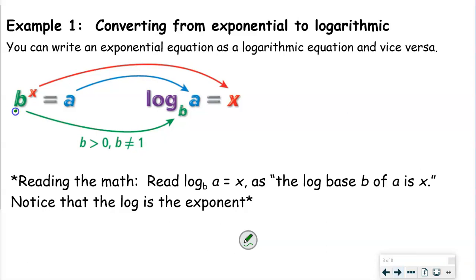So notice here, this is our base b, and that becomes our base over here. And then whatever our exponent was over here, we're going to take it to the other side of the equal sign when we're talking about the logarithm. And then whatever we had on the other side of the equal sign here is going to stay to the left of the equal sign here. So when we're reading this function here, we say the log base b, this is our base right here, base b of a is x. So notice that the log is the exponent.